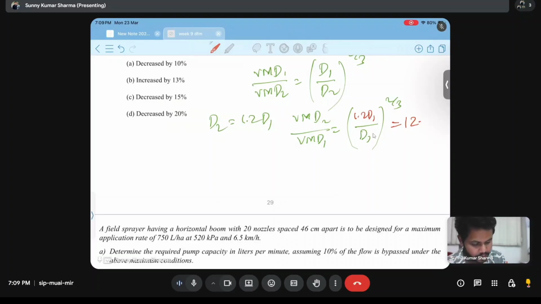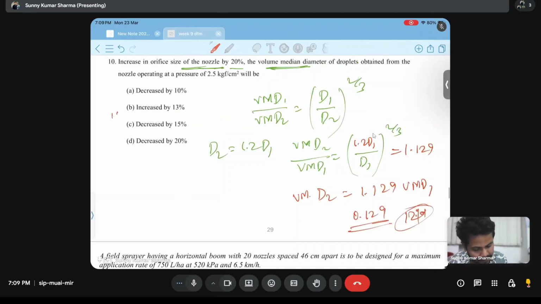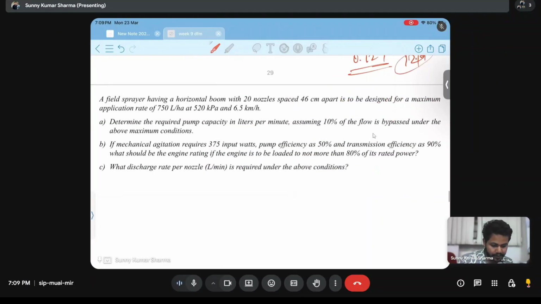It is 1.129. So BMD2 is 1.129 times greater than BMD1. This is BMD. So it is greater by 0.129, which means 12.9%. So it is increasing by 13%. So for question 10, the answer will be B, increasing 13%.